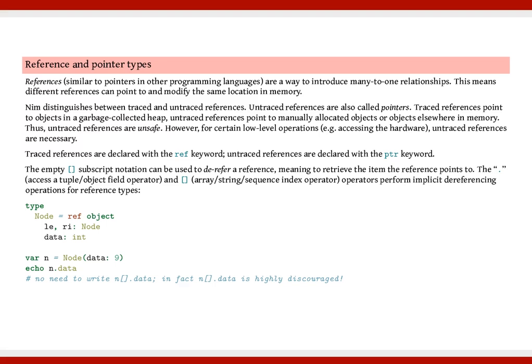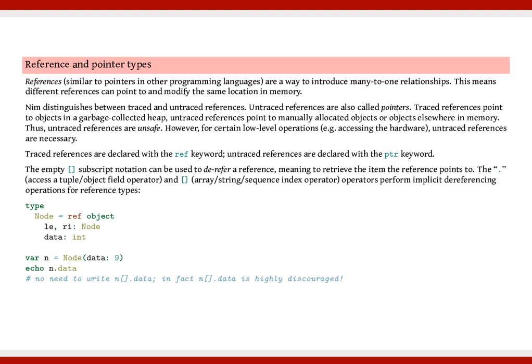References, similar to pointers in other programming languages, are a way to introduce many-to-one relationships. This means different references can point to and modify the same location in memory. Nim distinguishes between traced and untraced references. Untraced references are also called pointers. Traced references point to objects in a garbage collected heap. Untraced references point to manually allocated objects or objects elsewhere in memory. Thus, untraced references are unsafe. However, for certain low-level operations, for example accessing the hardware, untraced references are necessary.